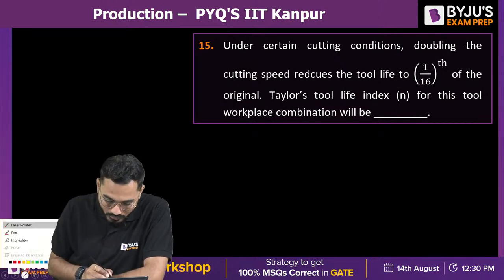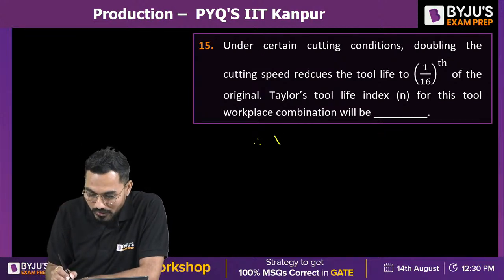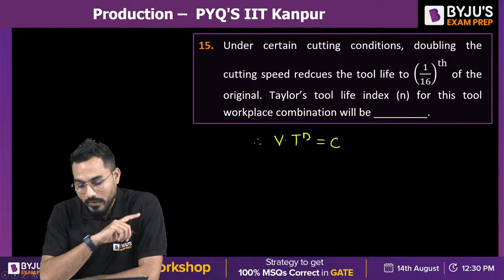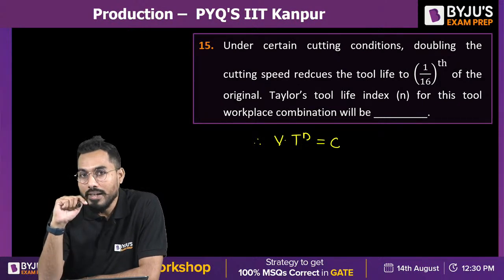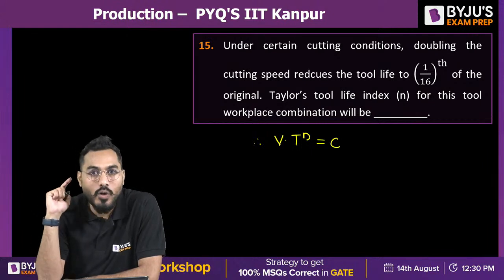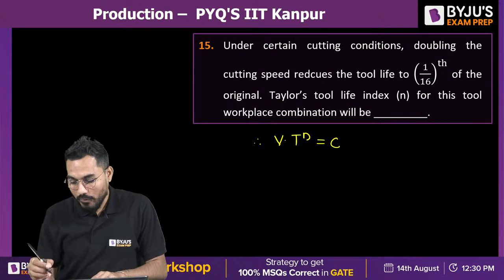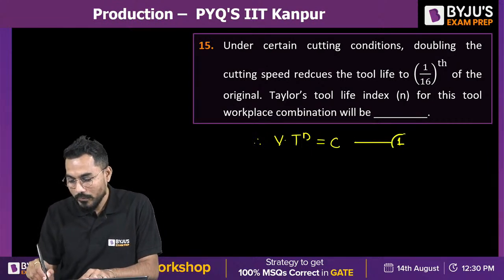Now how to solve that, sir? We know the basic Taylor's tool life equation is V T^n = C. V stands for cutting velocity, T stands for tool life, small n stands for the tool life index, and C stands for Taylor's constant. If I consider this, let's say this would be my first equation in the series.